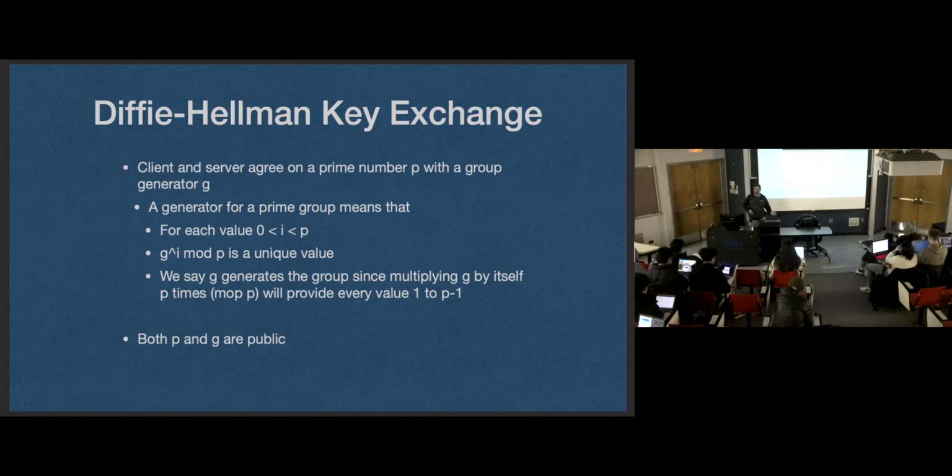And for that, there are multiple solutions. The one I'm going to show is the Diffie-Hellman key exchange. And the way this works, I'm just going to jump into the math here. We're going to agree on some prime number P and some group generator G.